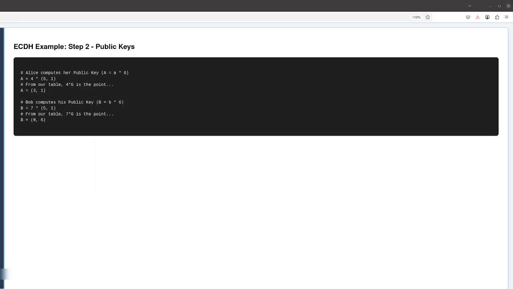ECDH example. Public keys. Next, they generate their public keys by multiplying their private key with the public generator point G. Alice computes her public key A equals a times G, which is 4 times G. Looking at our table, we see the result is the point A equals (3, 1). Bob computes his public key B equals b times G, which is 7 times G. Our table shows the result is the point B equals (0, 6). These points on the curve are their public keys.